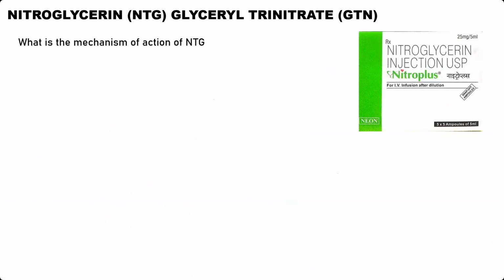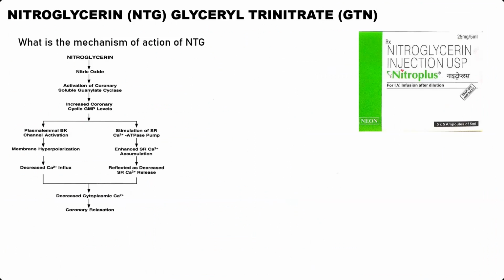Next, nitroglycerin or glyceryl trinitrate. What is the mechanism of action? It is a venodilator. It causes release of nitric oxide, activation of soluble guanylate cyclase, increased cyclic GMP level, and plasma level.